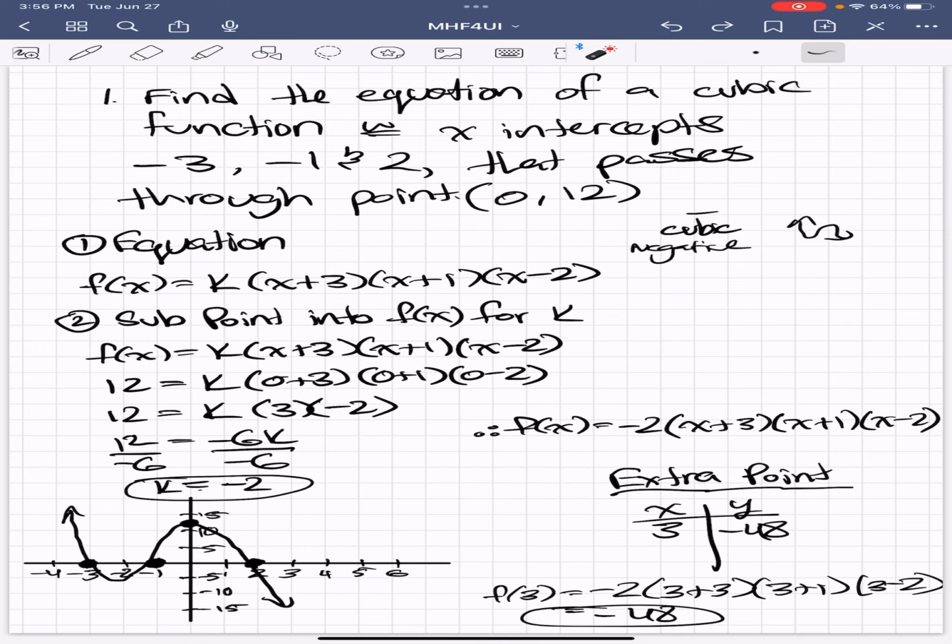As you can see, the zeros are now gone. We're left with -6k. And we divide 12 by -6 to get the value of k, which is -2. So we have our final equation for the polynomial. f of x equals -2, x plus 3, x plus 1, x minus 2.